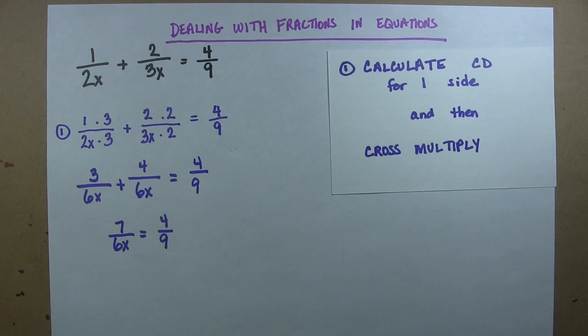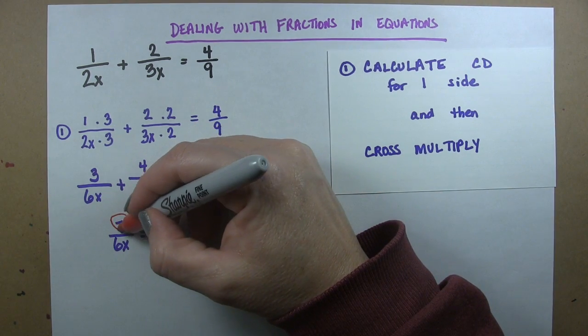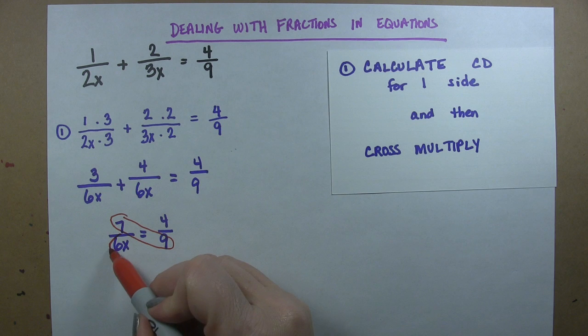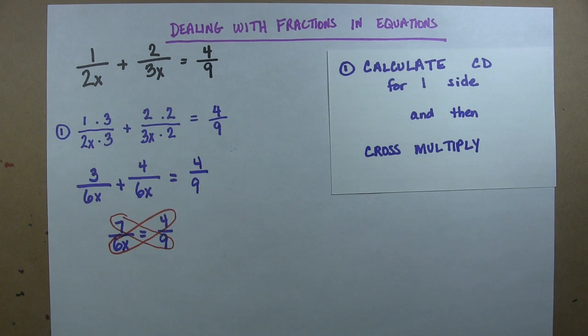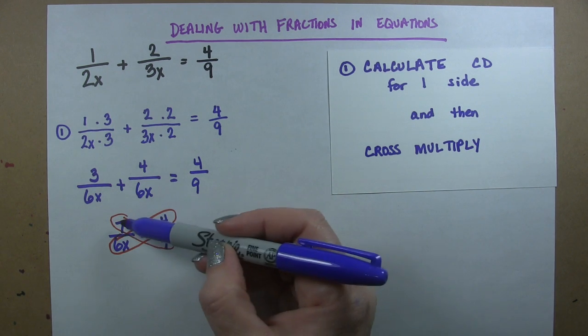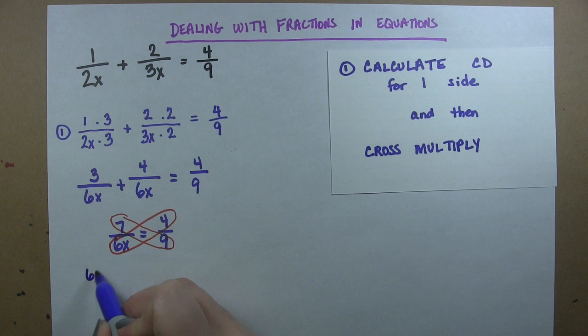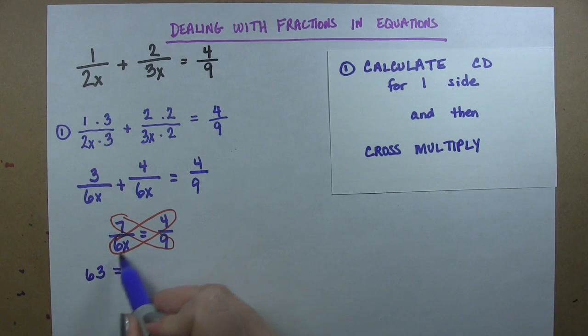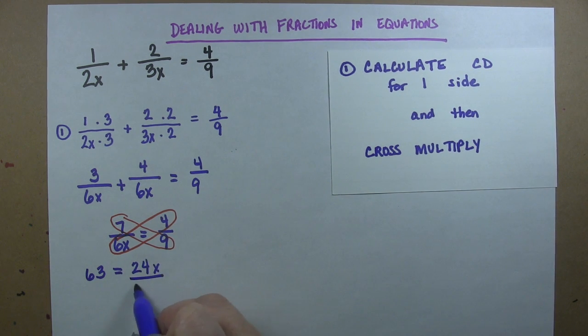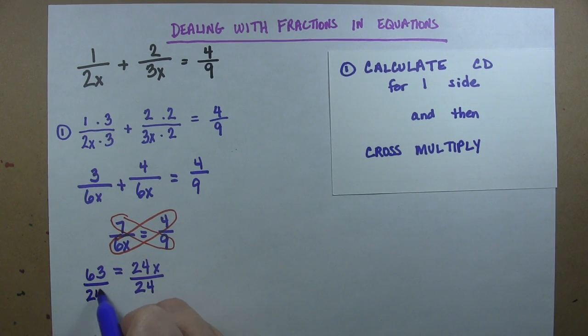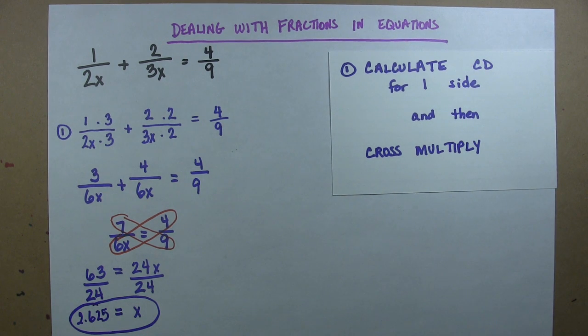Now with cross multiplication, what we do is we go kind of crisscross across those 2 fractions. Whenever you have 2 fractions set equal to each other, you are welcome to use this technique. 7 times 9 is 63, so that's one side of the equation. The other side of the equation is 6x times 4, which will be 24x. I'm going to divide both sides by 24, and I get x equals 2.625. And that is our answer for x.